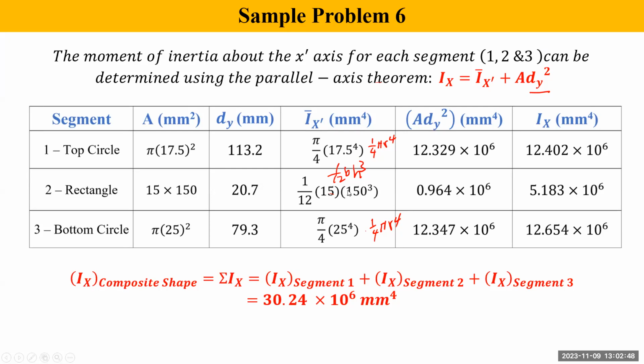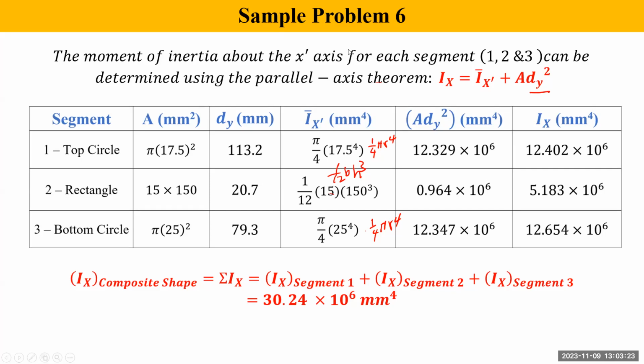All right. After you have done that, let's do the last one. The next one is the bottom circle. So you're going to be pi times 25 squared. That is the area, times 79.3 squared, times this value. And you will get this section. That one was small and this one was bigger, so you get a little bit bigger. So it's 12.347 times 10 to the 6.